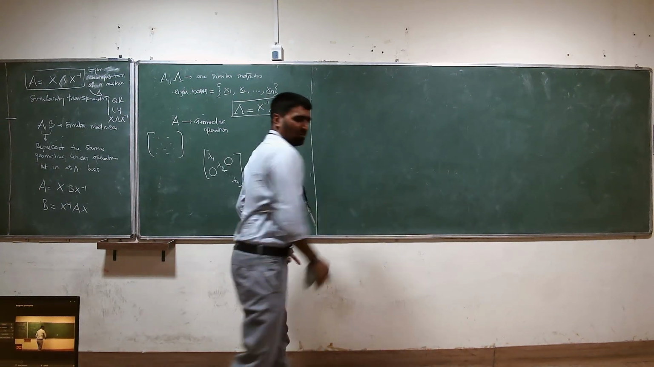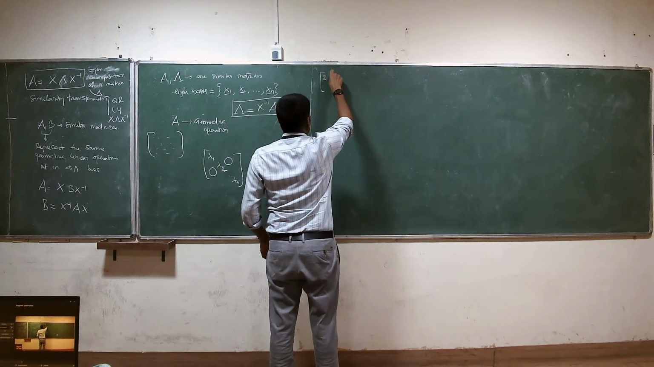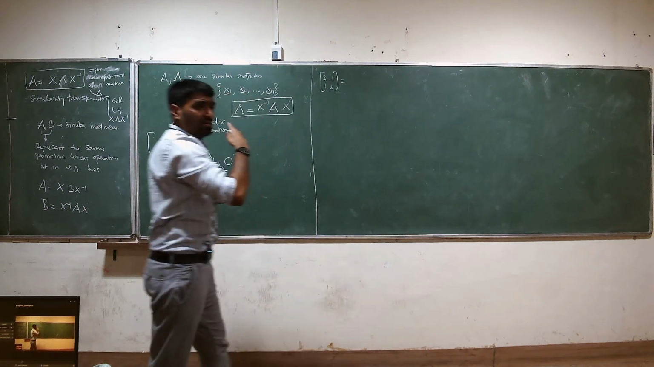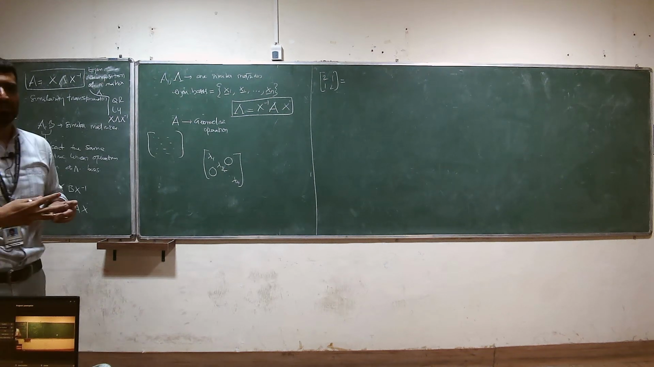Yeah. First one is what? 2, 2, 1, 1, 2 or 2, 1. Okay. Now tell me what is the corresponding eigenvalue decomposition for this matrix?